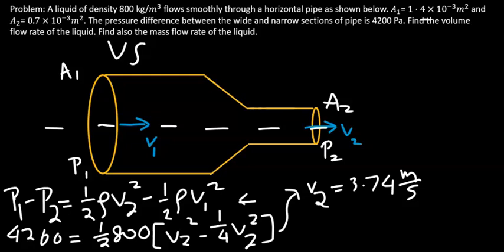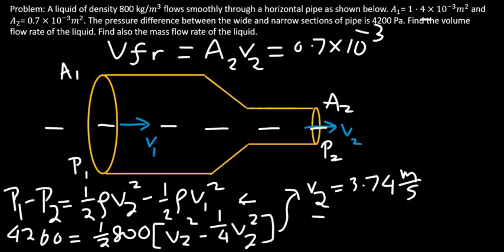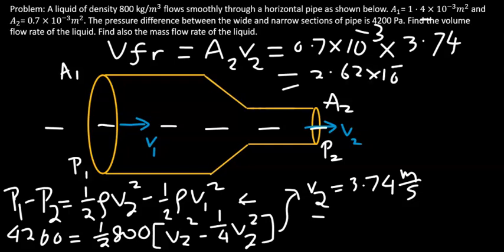Now we can determine the volume flow rate and also the mass flow rate. The volume flow rate is given by the product of cross-sectional area and speed at that cross-sectional area. Since we have determined V2, let's use the second cross-sectional area A2 to compute the volume flow rate as A2 times V2. A2 is 0.7 times 10 to the power minus 3 meters squared. V2 is 3.74 meter per second, and that's going to give you 2.62 times 10 to the power minus 3 cubic meter per second. So that is the volume flow rate.